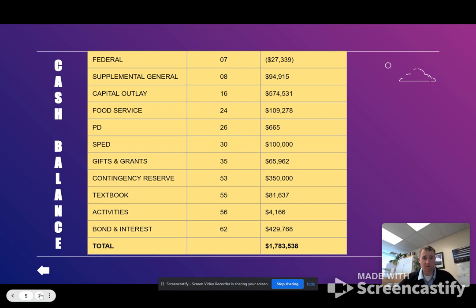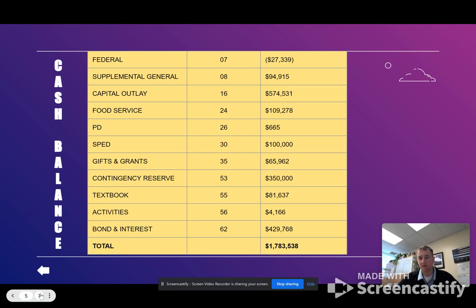Looking at our current cash balances, in the federal fund we have a negative, but everything else, we are pretty financially healthy. Working with my superintendent on this, comparing to prior years, we are just about right where we need to be, if not higher in some areas like capital outlay, gifts and grants, contingency reserve. Those areas we are higher than what we've been in the past.